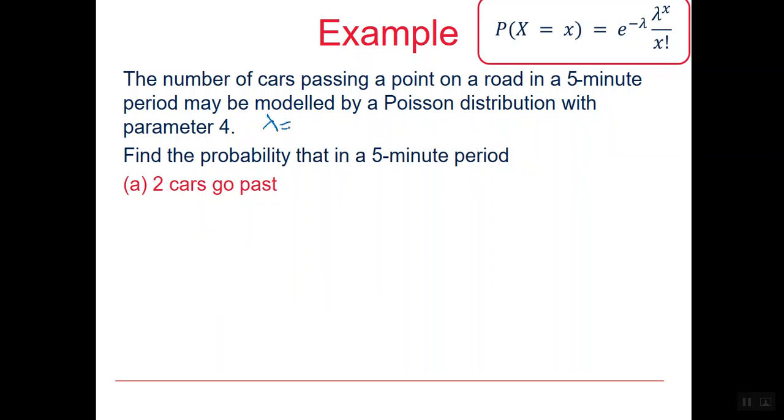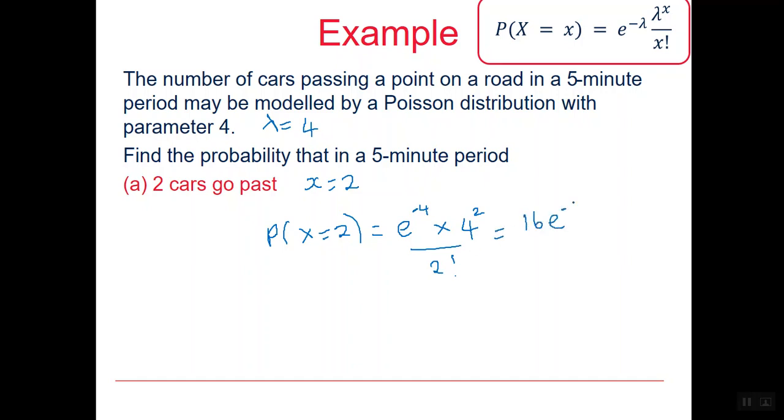remember we know that lambda is equal to 4. In this case, because we want the probability of 2 cars going past, x would be equal to 2. So to find the probability that x is equal to 2, we would substitute lambda and x into the formula. e to the power of minus 4 multiplied by 4 to the power of 2 all over 2 factorial. This would give me 16 e to the power of minus 4 over 2 times 1, which is just 2, and cancels down to 8 e to the minus 4.